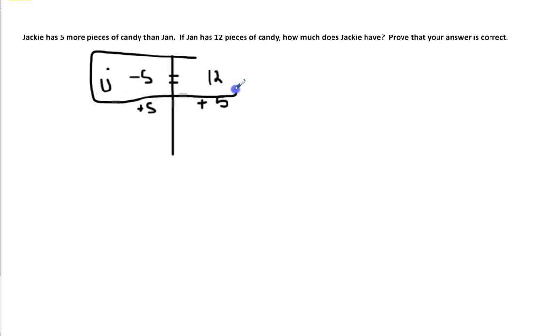It's a really weird looking j. And then in order to solve, we know that minus 5 plus 5 cancels out. So j is going to be equal to 17 pieces. So Jackie has 17 pieces and Jan has 12. And it makes sense because Jackie has 5 more than Jan. So we substitute back in. Does 17 minus 5 equal 12? Yes, 12 equals 12. We know that we did it right. We also proved it with our check.